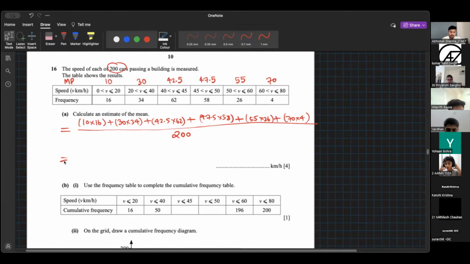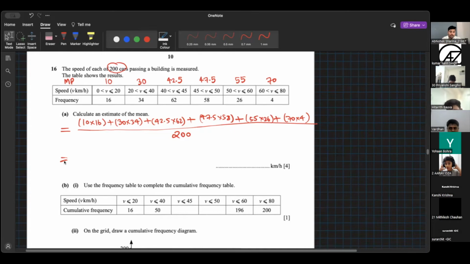Is it necessary to write down the sigma formula and then do it, or can we directly do it? We have not written the formula. You have to write this one. This is a 4-marker question. Don't write directly. Do mention that you are doing it like this. No, I'm talking about the sigma formula, like sigma fx upon sigma f. The formula we don't need to write, but you have to show this working for sure.